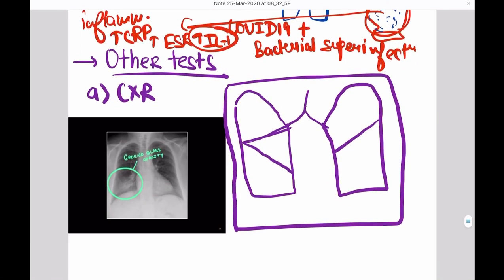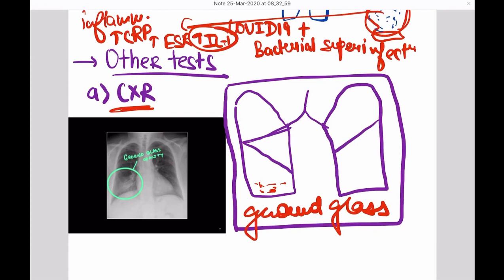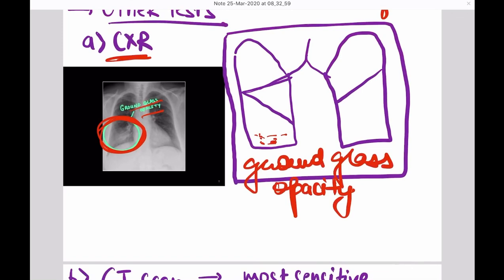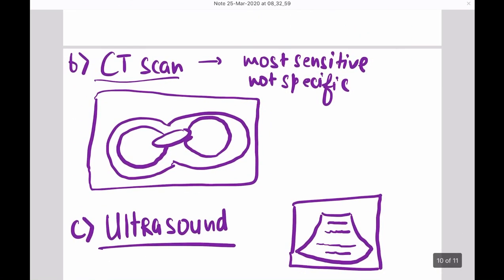The other specific test for COVID-19 detection is chest X-ray. In chest X-ray, you see that there is ground glass opacity in the lower lobes of the lung. You can easily see here that there is ground glass opacity present in the lungs. We also do CT scan. It is the most sensitive test for COVID-19, but it is not specific.